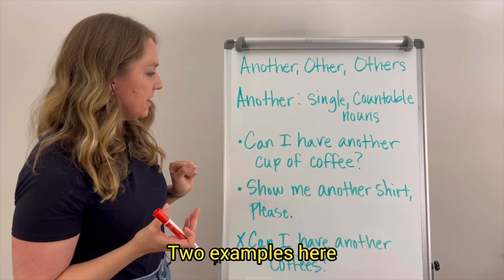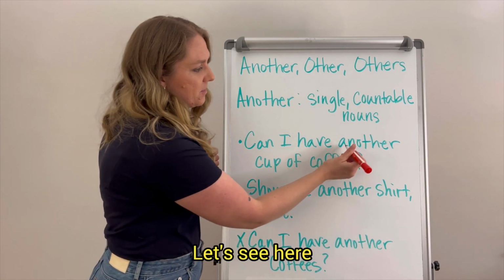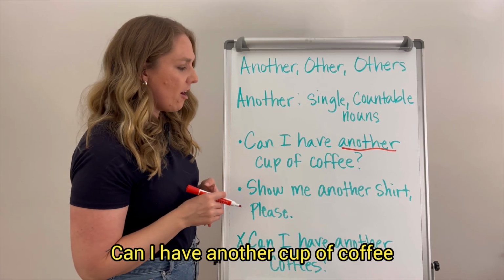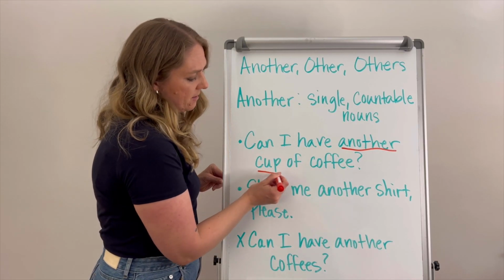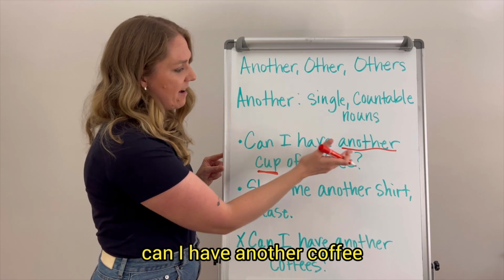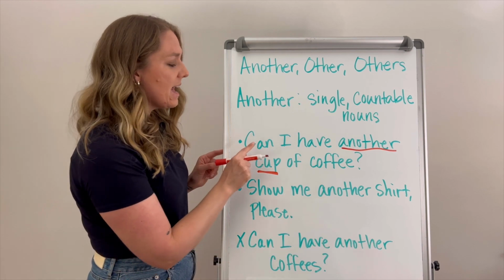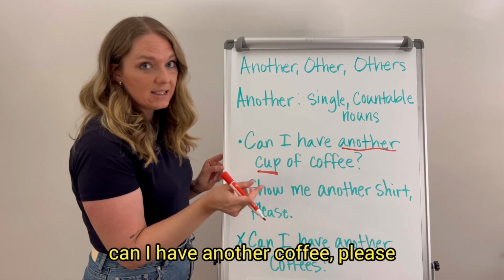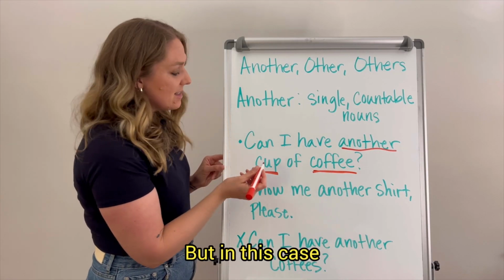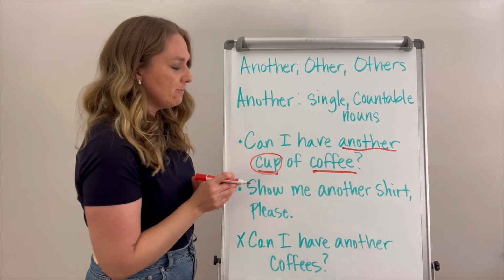2 examples here. Can I have another cup of coffee? You see here we have another. Cup is the countable noun. He's not saying, can I have another coffee, even though that would work. You could also say, can I have another coffee, please? Because coffee is a countable noun. But in this case, cup is actually the countable noun with another.